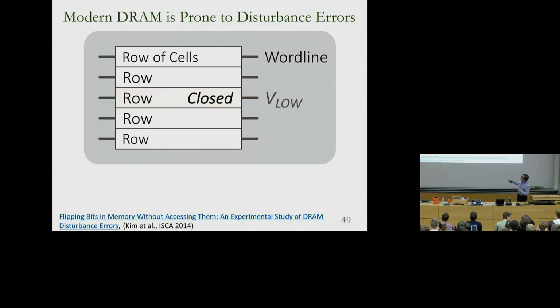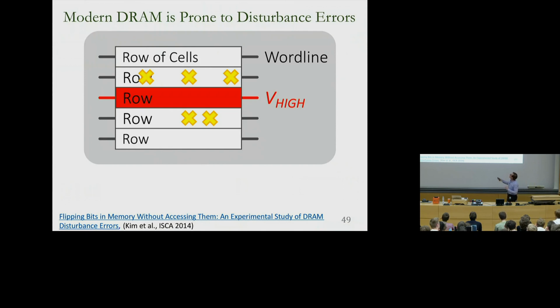Now, if you want to access a row many times, you keep doing this repeatedly. You activate, pre-charge, activate, pre-charge, activate, pre-charge. And if you do this enough times, it turns out because some of these cells are vulnerable and they're too close to these cells that you're hammering, they flip from 1 to 0, 0 to 1. It doesn't matter. You can read the papers as to why it flips from 0 to 1 or 1 to 0. But the important thing is some bits flip.